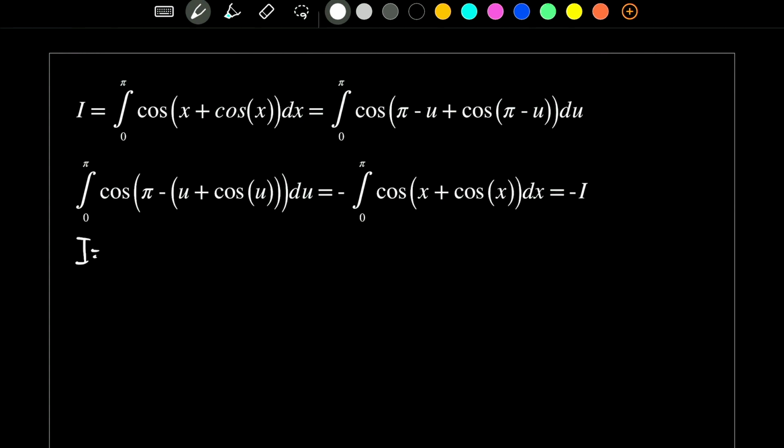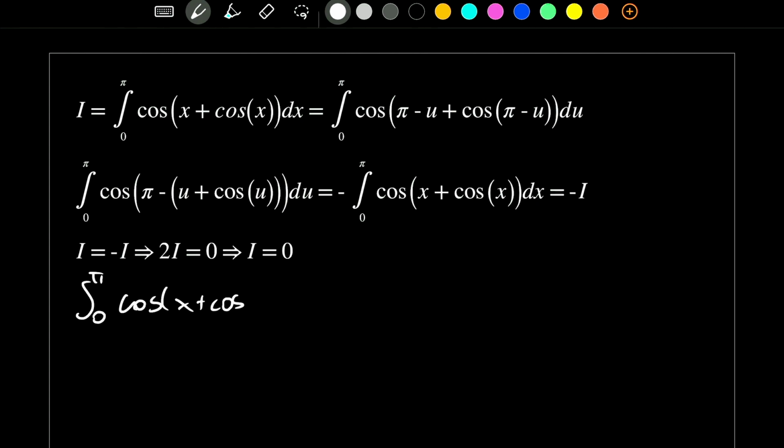So I is equal to minus I. Of course, this means that 2I is equal to 0, and if we were to divide by 2, we have I is equal to 0. So our integral from 0 to pi of cosine of x plus cosine of x dx is equal to 0.